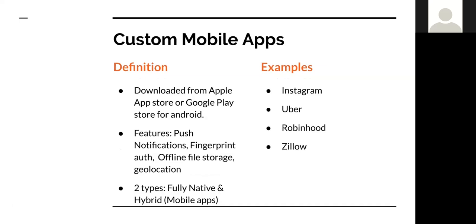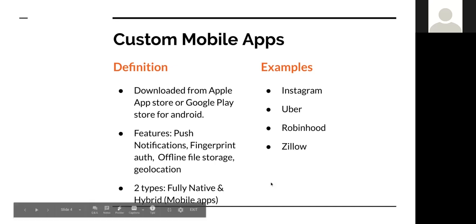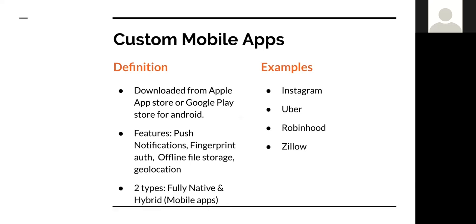For custom mobile apps, those are downloaded from the Apple Store or Google Play for Android. Those feature push notifications, fingerprint authorization, offline file storage, and geolocation. There are two types: fully native and hybrid mobile apps. Some examples of mobile apps would be Instagram, Uber, Robinhood, and Zillow. We can make something similar to those mobile apps as well.